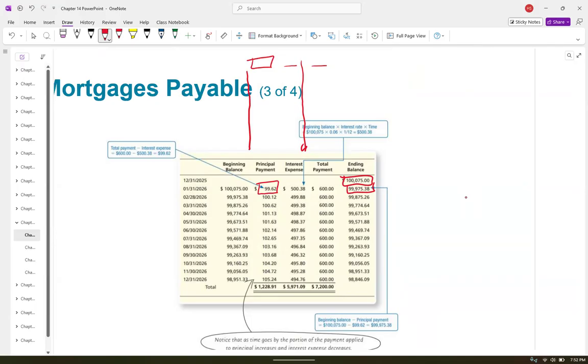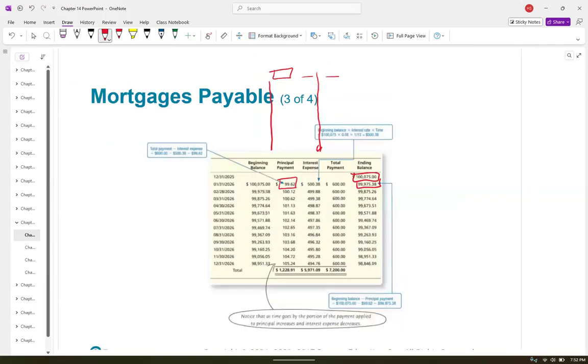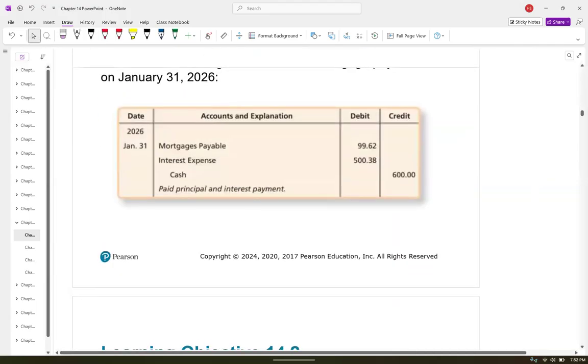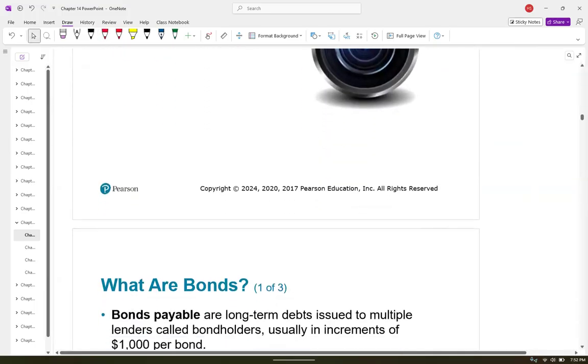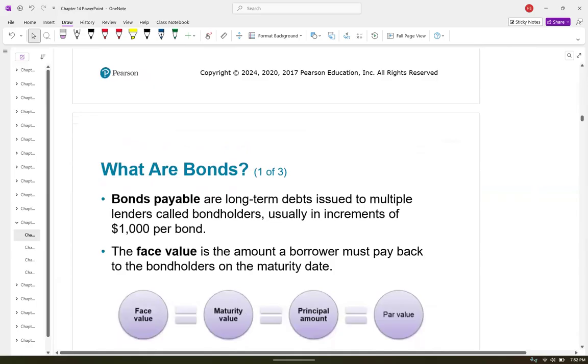Okay, this is exactly how home mortgages work. Every single month, every time you make that payment, part of it is being applied to interest and part of it is to principal. All right, so the first payment, cash is going to go out of 600. We're going to debit mortgages payable for the 99.62 because that's what's bringing that mortgage down. And then we have interest expense of $500.38.